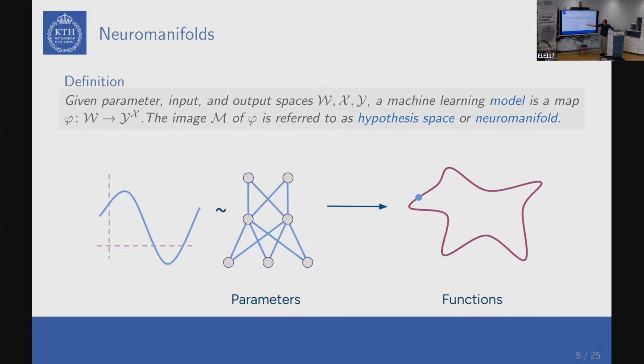And yeah, in pictures, again, you can take any machine learning model, a deep neural network. Each parameter defines a function, but when you vary the parameters, you span a non-trivial, curved, weird space of functions. So the neuromanifold is this red curve, and this space lives a priori in an infinite dimensional function space. So that's the setting.